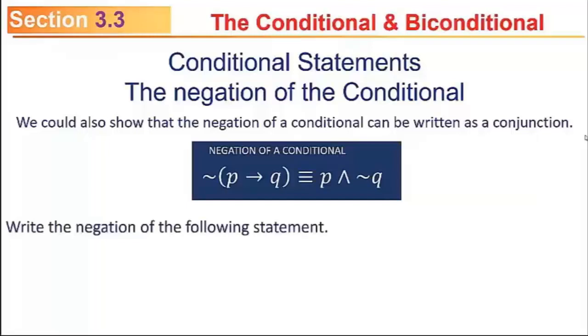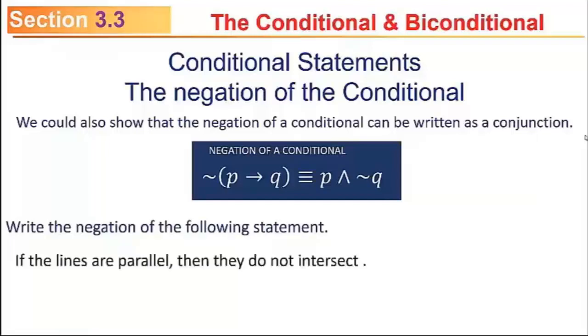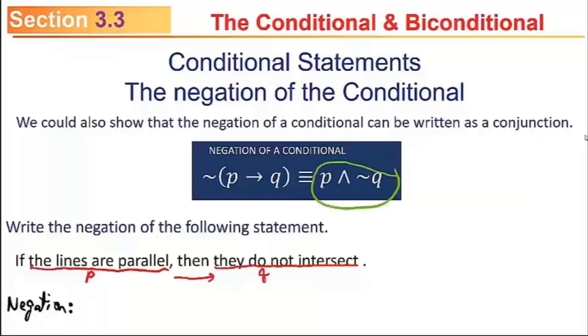An example, write the negation of the following statement. The statement is if the lines are parallel, then they do not intersect. So the negation of that statement, the lines are parallel is like the P. The if then is the right pointing arrow. They do not intersect is like Q. So forming the left hand side of the statement and changing it into the right hand side of the statement is what they're asking me to do.